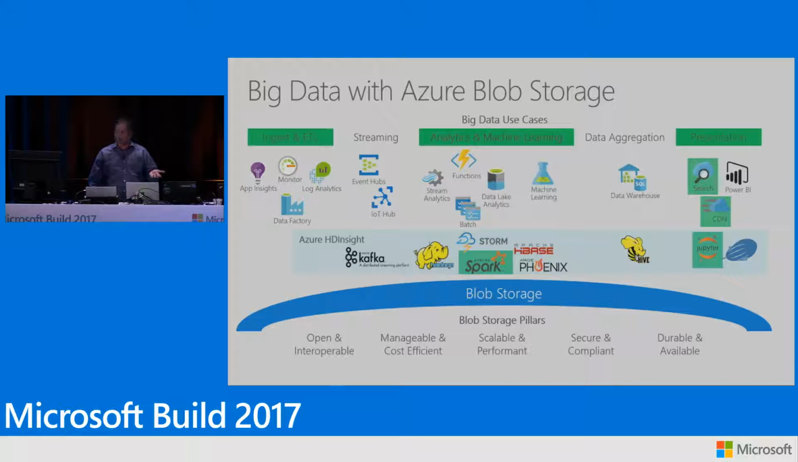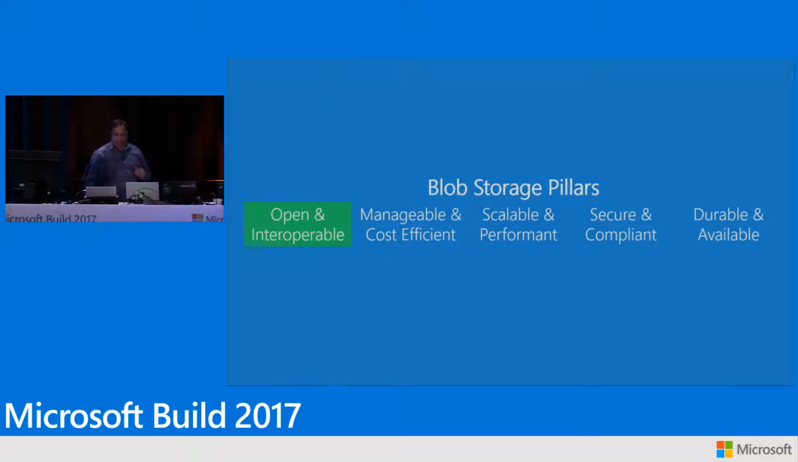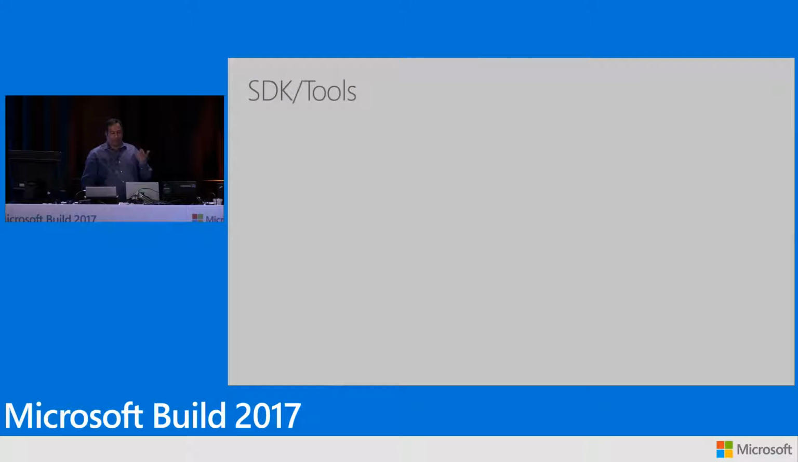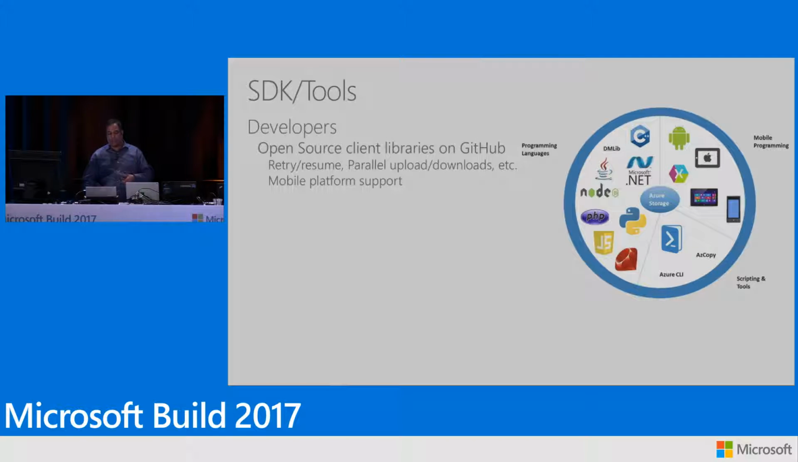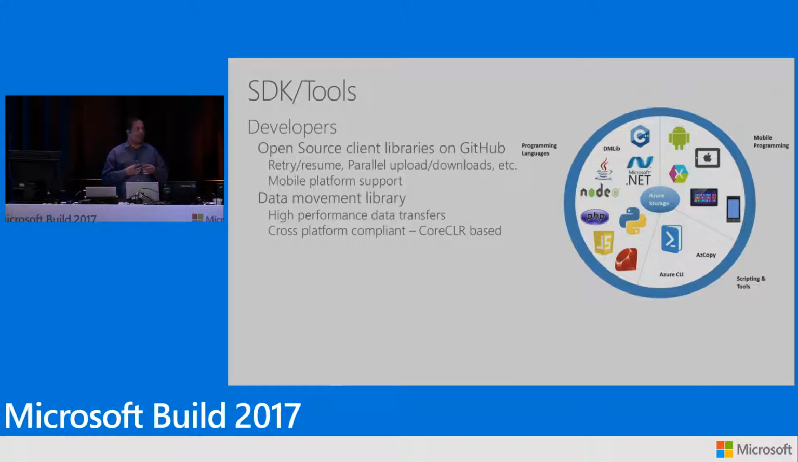Let's talk now about what we have as well as what we're building to enhance Blob Storage for big data along these pillars. So we'll start with open, interoperable. One big part of that is having the right set of SDK and tools for you. For developers, we have a bunch of open source client libraries ranging from .NET, Java, C++, Node.js, and more. All of them are on GitHub. And we also have good mobile platform support for both Android and iOS. We also added a data movement library for high-scale, high-speed data ingestion and egress.